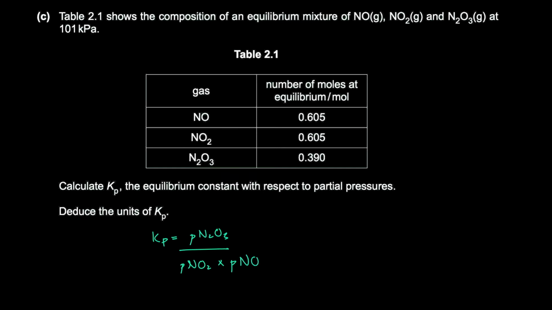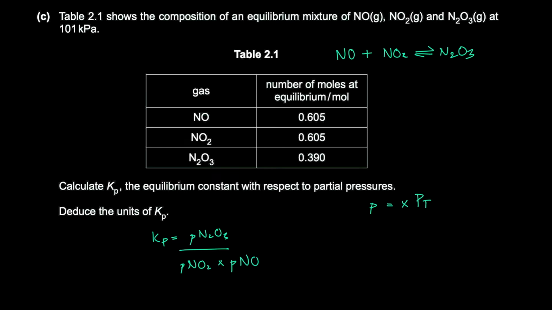This is based on the equation given to us, which is NO plus NO2 gives us N2O3. So again, it's the partial pressure of the products to the power of 1 in this case, divided by the partial pressure of the reactants, that would be NO and NO2, again to the power of 1. Now, how do we get the partial pressure for each of these gases? The partial pressure is the mole fraction times the total pressure.